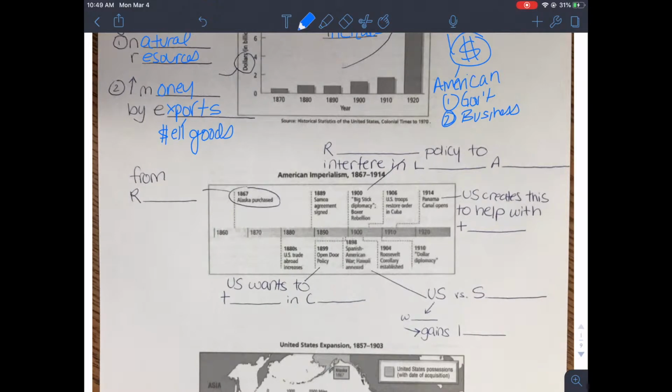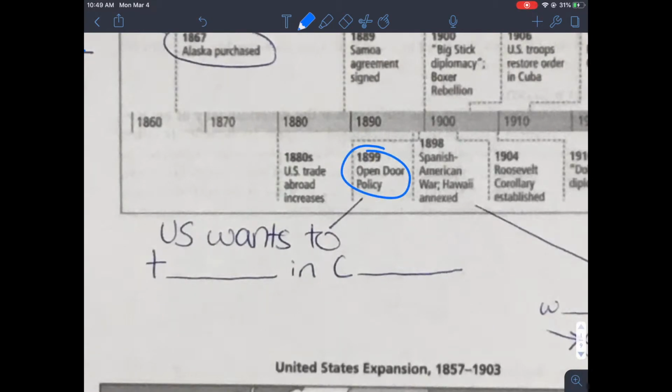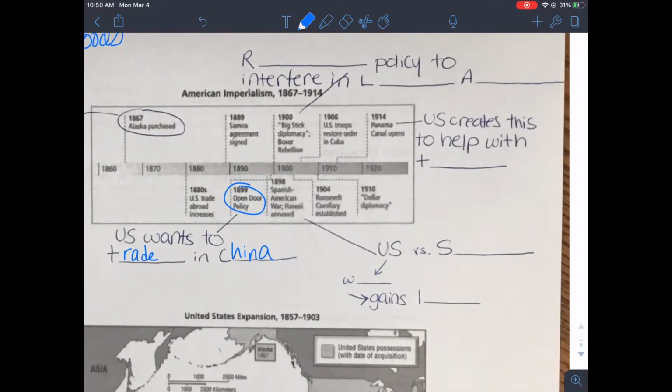So moving on, we'll look at a little timeline of American imperialism from about the late 1860s to around World War I, 1914. So the U.S. gets Hawaii from Russia, through buying it. Around 1899, the U.S. has a policy called the open door policy, because the U.S. wants to trade with China, keep those doors open to trade.